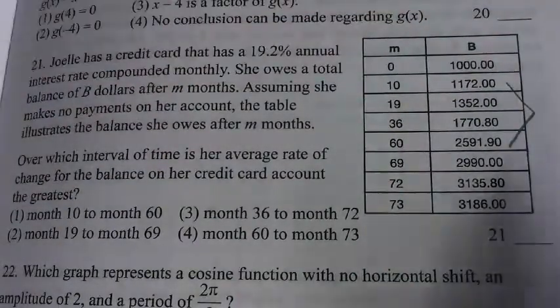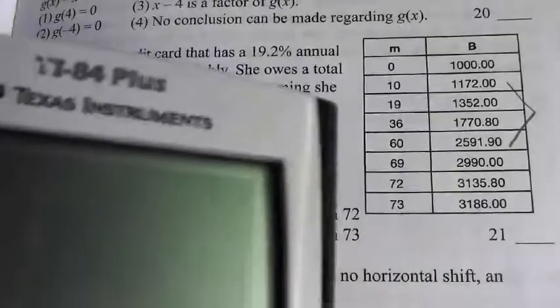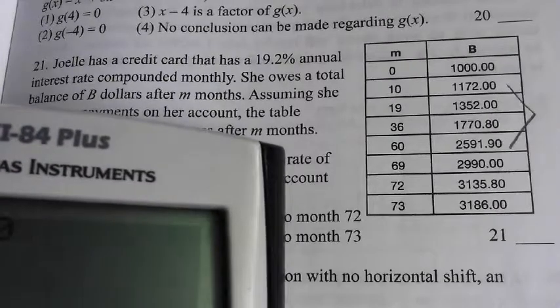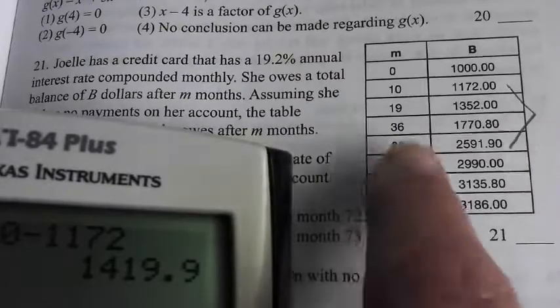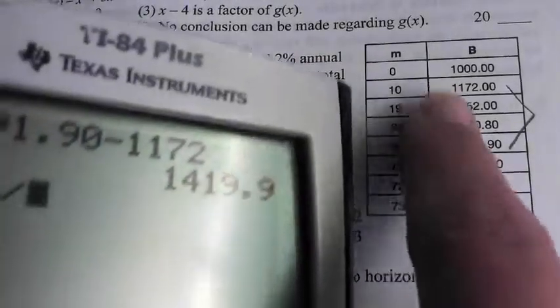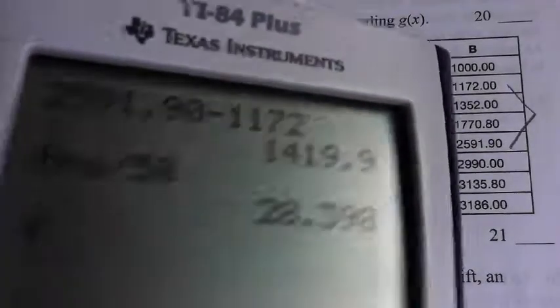So y2 minus y1 there would be 2591.90 minus 1172, and you're dividing that by x2 minus x1. 60 minus 10 is 50. So that average rate of change is 28.398.